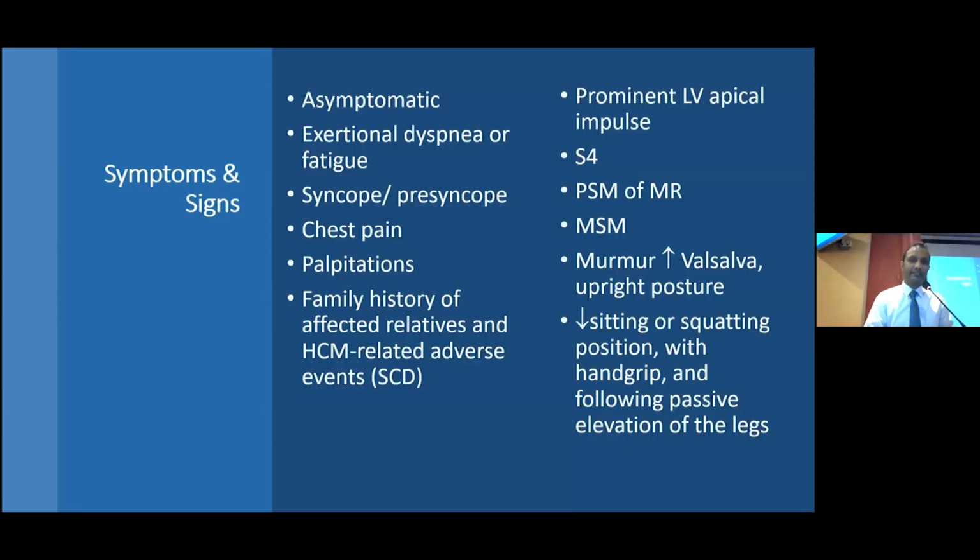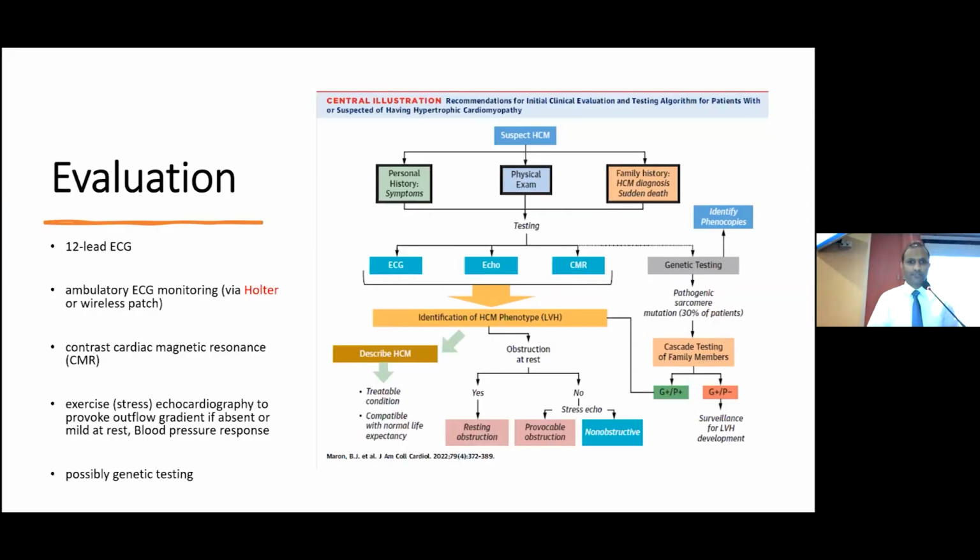As for symptoms and signs, some patients can be asymptomatic, and they can have exertional shortness of breath, fatigue, syncope, pre-syncope, chest pain, and palpitation. There may be a family history of sudden cardiac death. On examination, they can have a prominent LV apical impulse, S4, a pansystolic murmur of mitral regurgitation, but they can have ejection systolic murmurs too. An important thing is that the murmur will increase with conditions which reduce venous return, like Valsalva and upright posture, and decrease with increased venous return, like sitting or squatting position or hand grip.